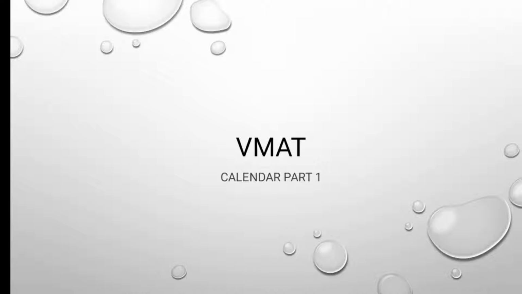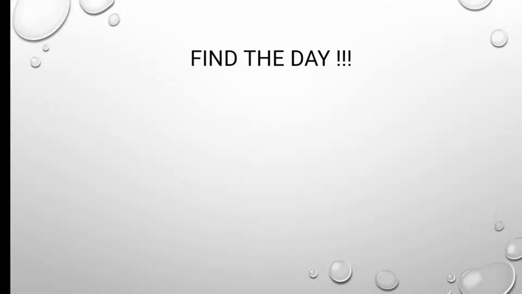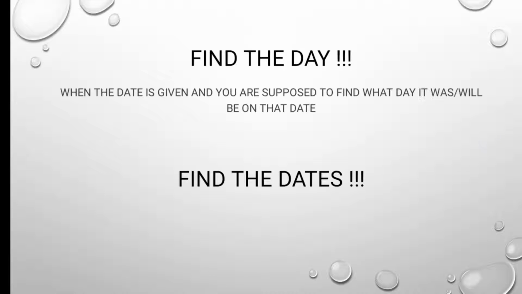Today, our topic for VMAT is calendar. In part 1, we'll be using a particular formula to solve the questions. First, either you'll have to find the day or you'll have to find the dates. When you are given a particular date, that is the date, month, and the year, and you are asked what day it was or it will be on that day, you will use that formula. For example, let's say the question says find the day on 15th August 1947.